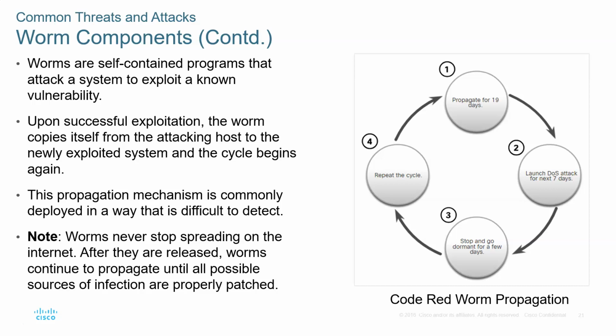Now, the worm components can propagate for 19 days, launch an attack within the next 7 days, stop and go. They can do that, repeat the cycle. So they can do that constantly. They can do it, wait, and then do it again, and so on.